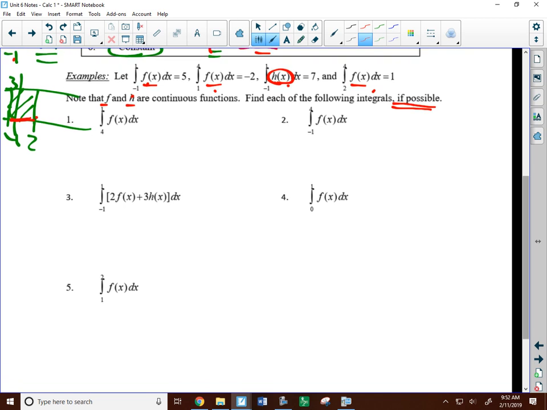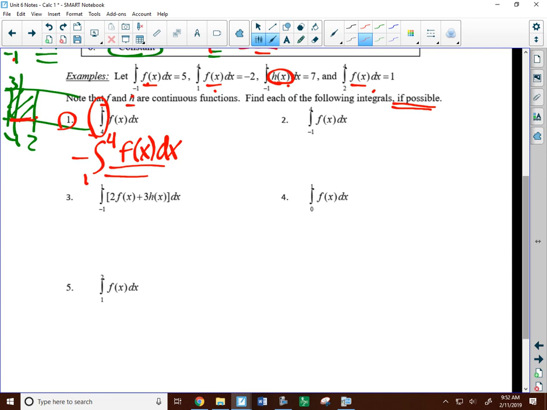All right, so let's try it out. First one, the integral from 4 to 1 of f of x. Well, I don't see a 4 to 1 up here, but actually no, I don't like that order. So let's flip it. I don't like it because traditionally you want the lower value on bottom, and this one's just reversed. So flip it.